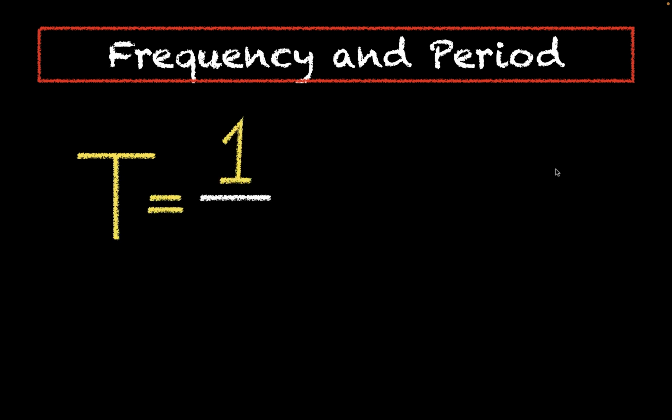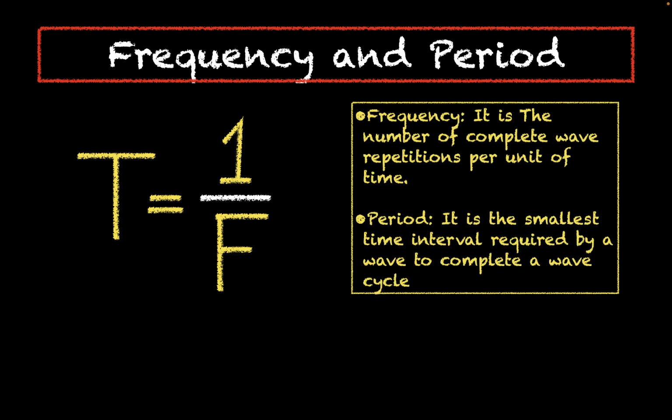Well, frequency and period are related to each other via this equation. So T represents the period and F represents the frequency. And what you should see here is that they're inversely proportional to each other. So the frequency is basically the number of complete wave repetitions per unit time. And the period is the smallest time interval required by a wave to complete a wave cycle.